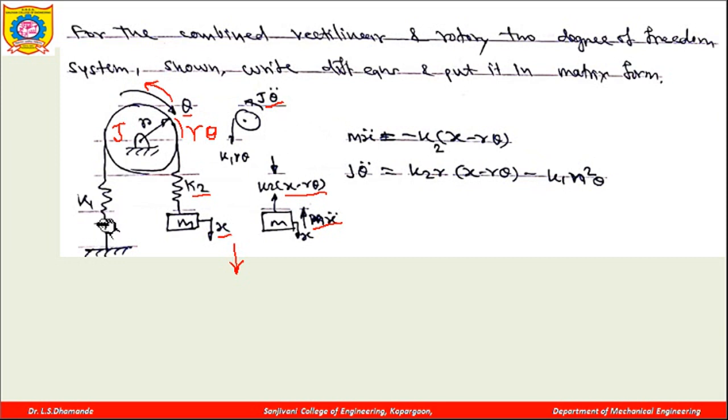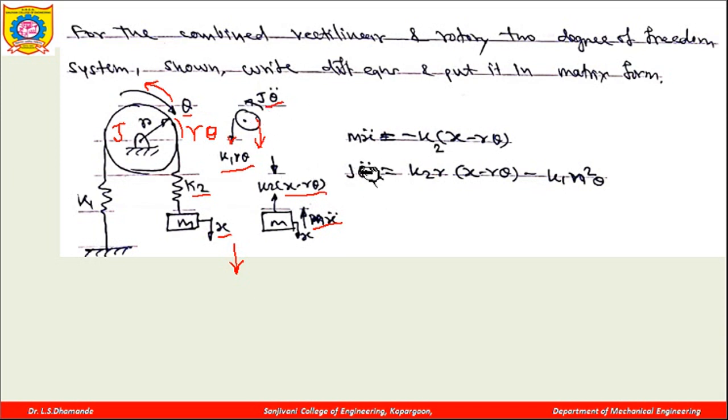And there is one more spring on this side. When this particular motion is towards clockwise, this will be under tension, and therefore the tension force will be shown in the downward direction, and its magnitude will be K1 into r theta, because r theta is the displacement over there. So I will write this free body diagram of this particular pulley. On this pulley one more force is there, which is also in the downward direction, and that magnitude is K2 into x minus r theta.